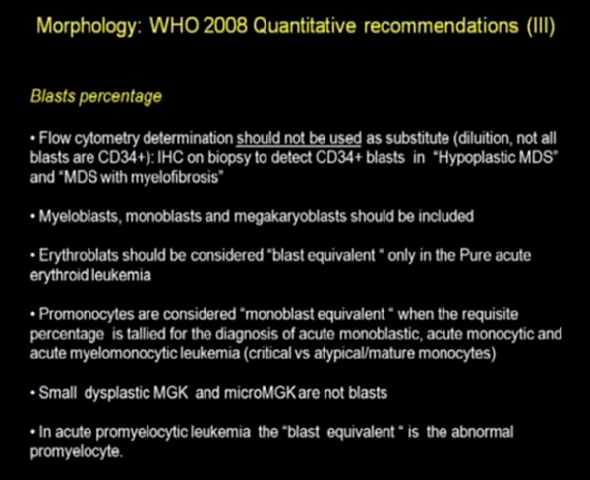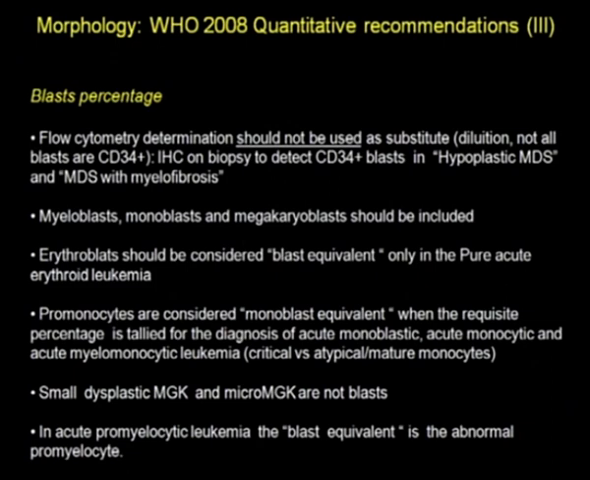Promonocytes are considered monoblast equivalent when the percentage is tallied for the diagnosis of acute monoblastic, acute monocytic, or myelomonocytic leukemia. And this is a critical point to differentiate from a morphological point of view atypical versus mature monocytes versus promonocytes. And we will go back on this point.